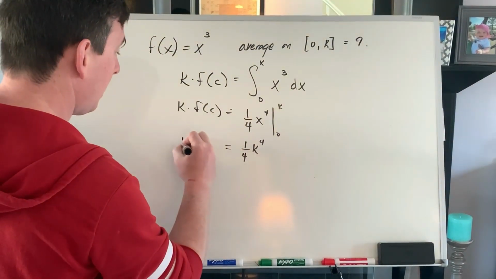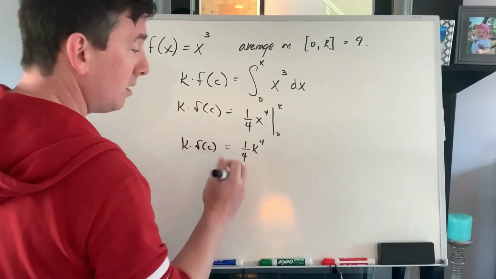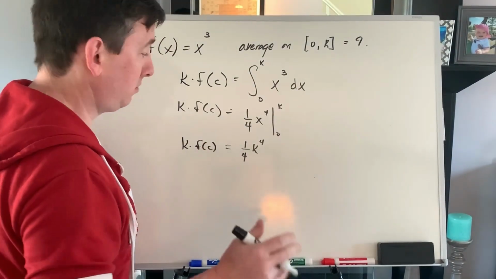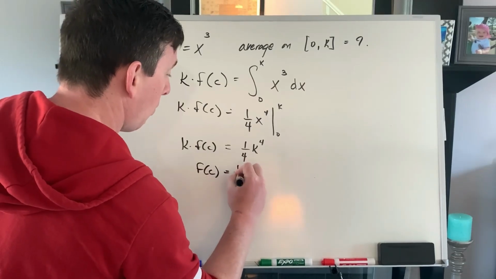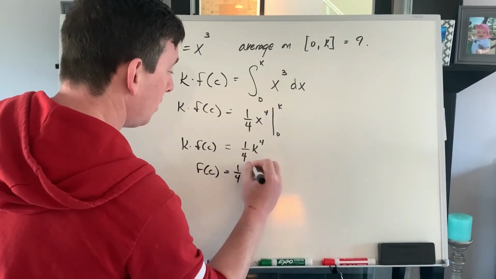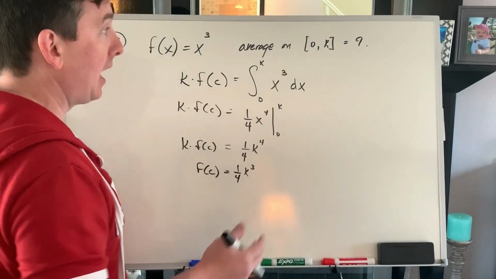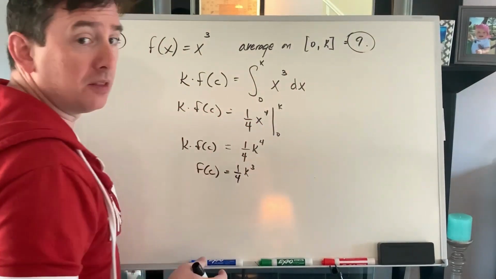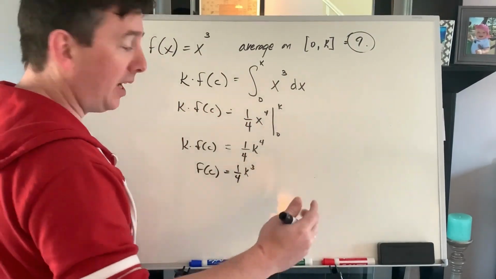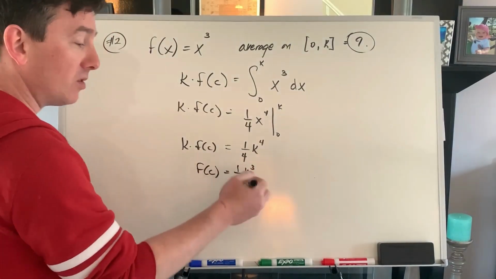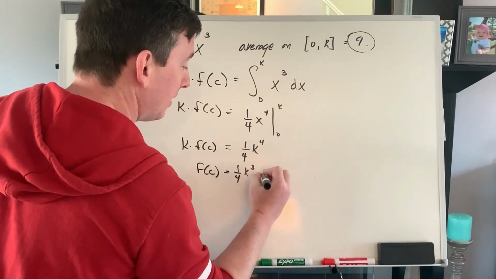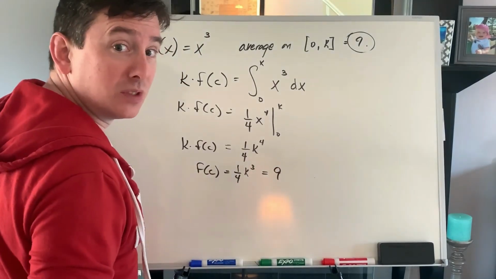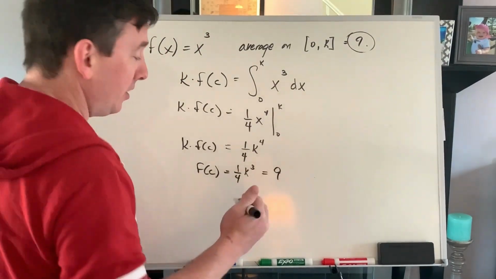Now that is k times your average value. We can solve for our average value. F of c equals 1/4 k cubed. And I already know that our average value is supposed to be 9. So normally we would have solved for our average value right there, but it's in terms of k. We know the average value is supposed to be 9, so set it equal to 9. And then just solve for k, and you're done.